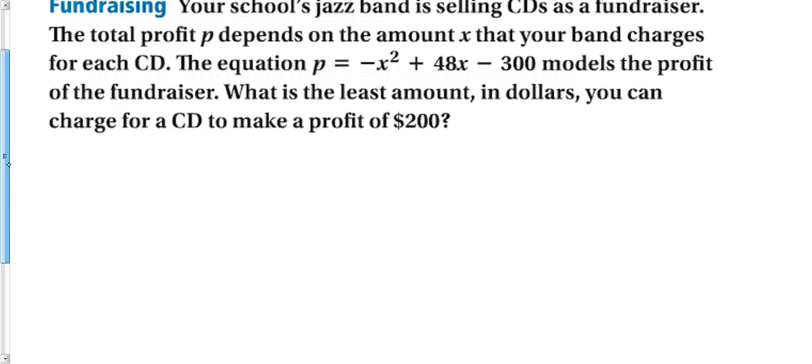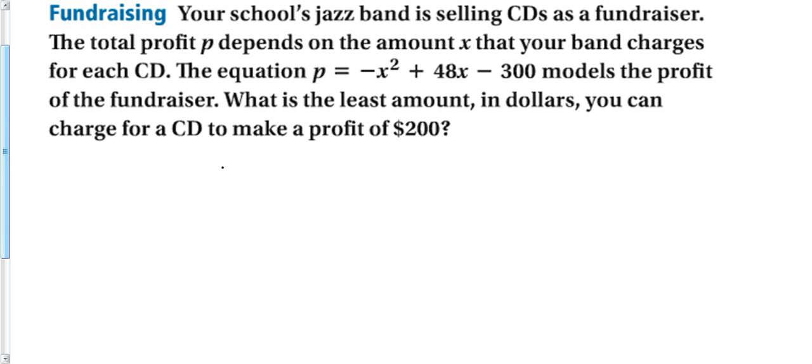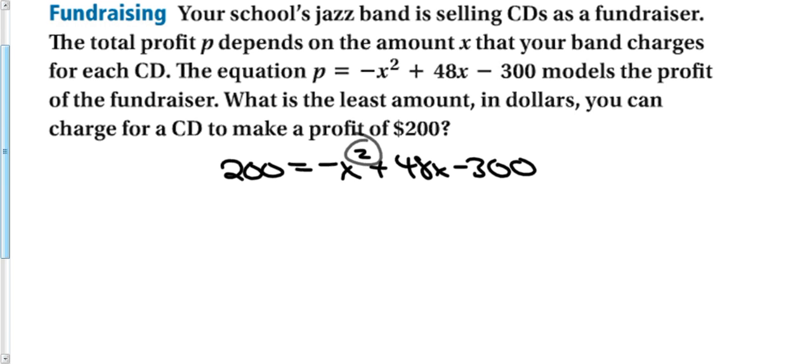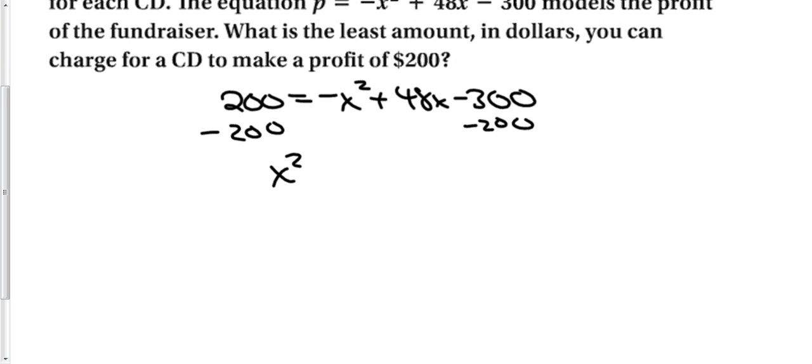Well, let's find out. So if we know that profit is going to be $200, and that's going to equal my profit formula, if I want to solve this, because it has an x squared in it, I know it's a quadratic, and if I want to solve it, I have to set it equal to 0, which means that I have to subtract 200 from both sides, which gives me x squared plus 48x minus 500 is equal to 0.